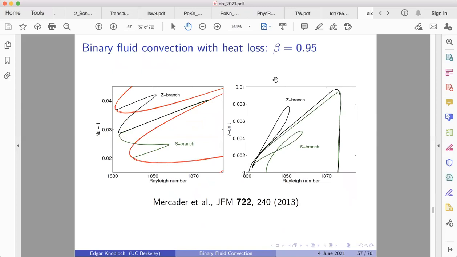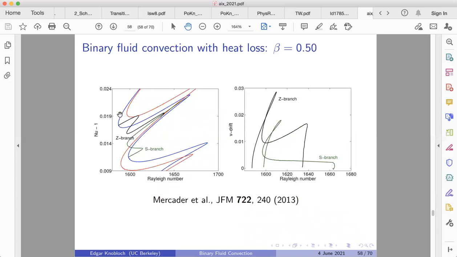If I allow some heat to leak out, so beta is less than 1, then you get the Z branches and you get the S branches. And of course, the even branches split a little bit, exactly as in the Swift-Hohenberg example, okay? So that means you can generate lots of moving convectons now, and you can do these kind of collision numerical experiments.